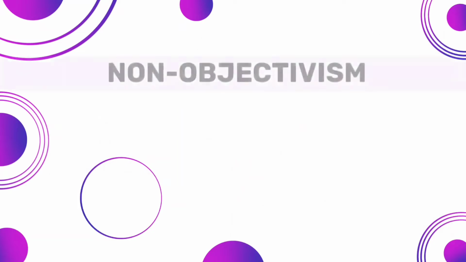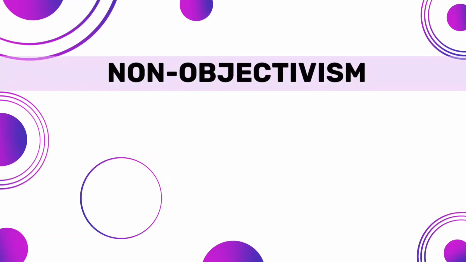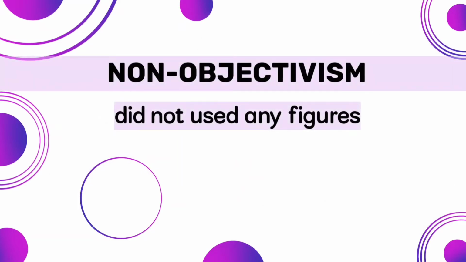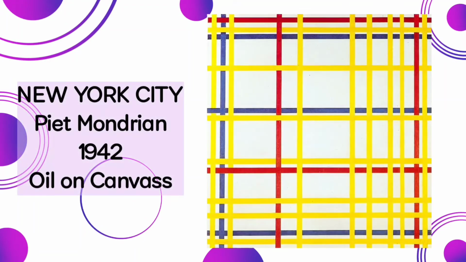The last group is called non-objectivism. So from the word non-object, the artists from this movement did not use any figures. So I have shown this artwork a while ago. So this one is entitled New York City by Piet Mondrian. So Piet Mondrian just uses primary colors and lines to represent his subject.